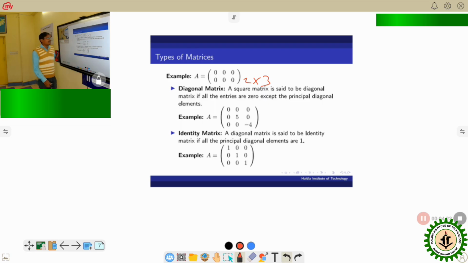Next, diagonal matrix. A square matrix is said to be diagonal if all the entries are 0 except the principal diagonal. This is called the principal diagonal. Except this principal diagonal, all the entries are 0, then it is called a diagonal matrix. This is the example. Identity matrix. A diagonal matrix is said to be an identity matrix if all the elements of the principal diagonal are 1. This is the example of a 3 cross 3 identity matrix. In general, we denote the identity matrix as I_n, where n stands for the order of the matrix.